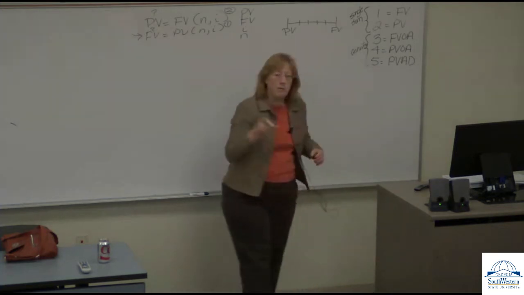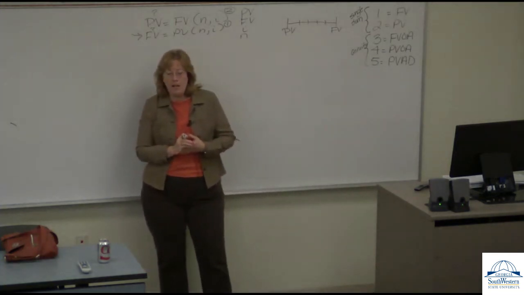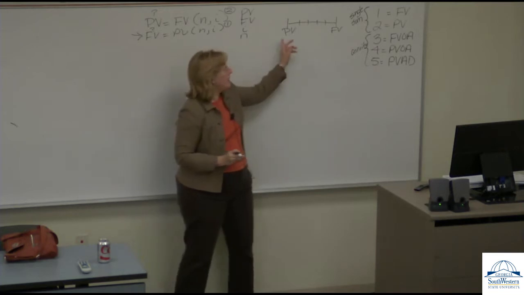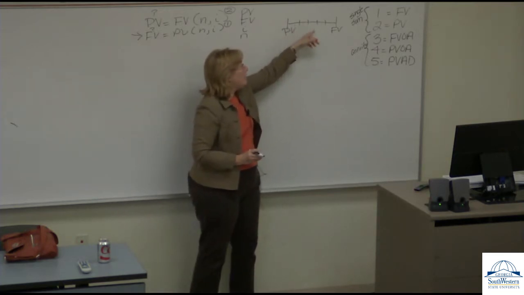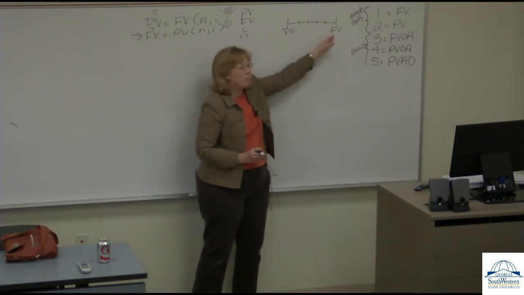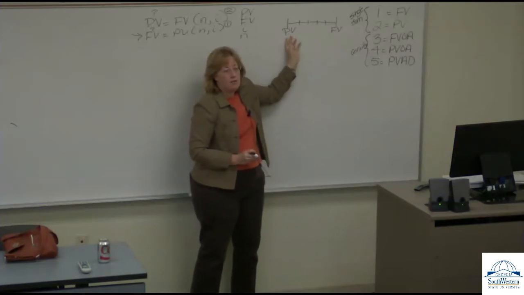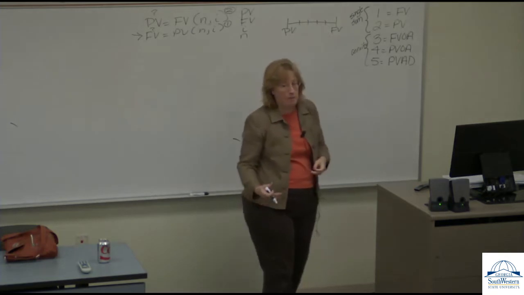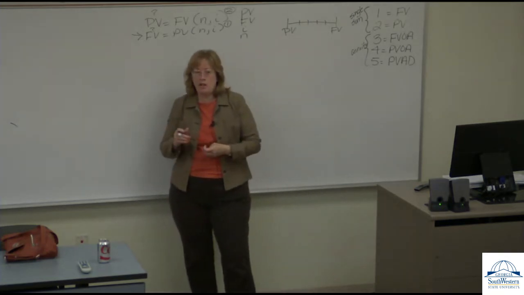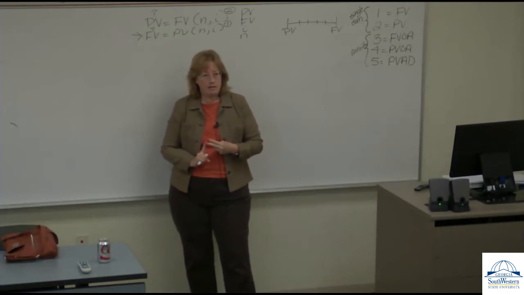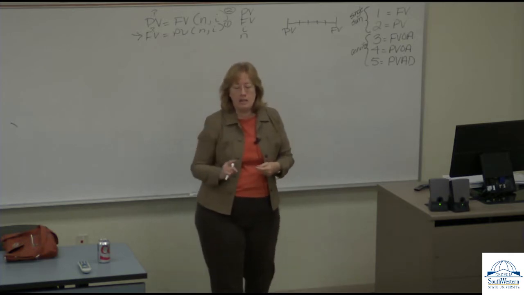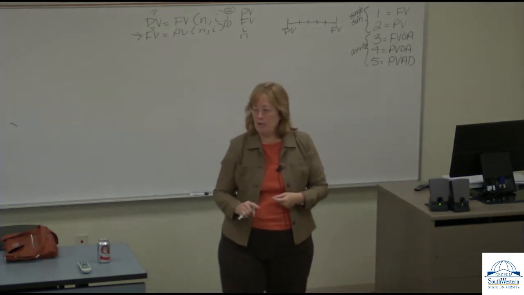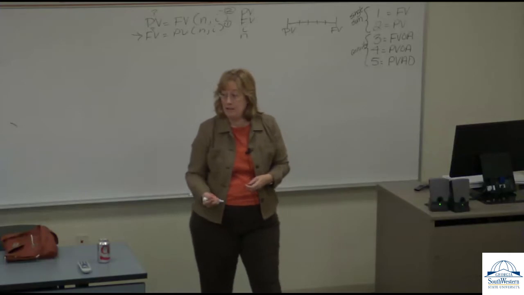Okay, so today we're going to do annuity problems. In the single sum problems, no matter how many periods we have, we only have this one single sum, either the future value or the present value, right? So in an annuity problem, annuities are equal amounts over multiple periods. Okay, so an annuity is equal amounts over multiple periods, okay?